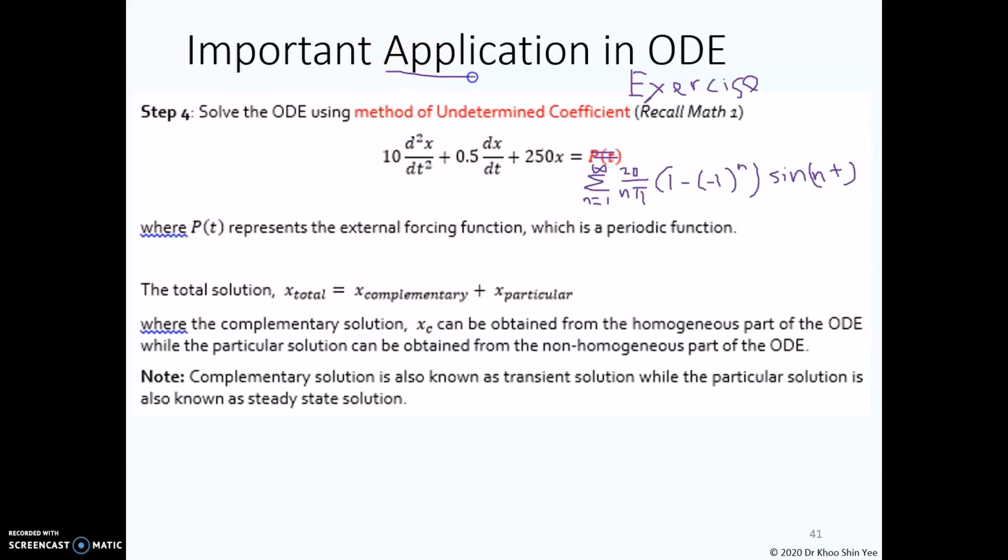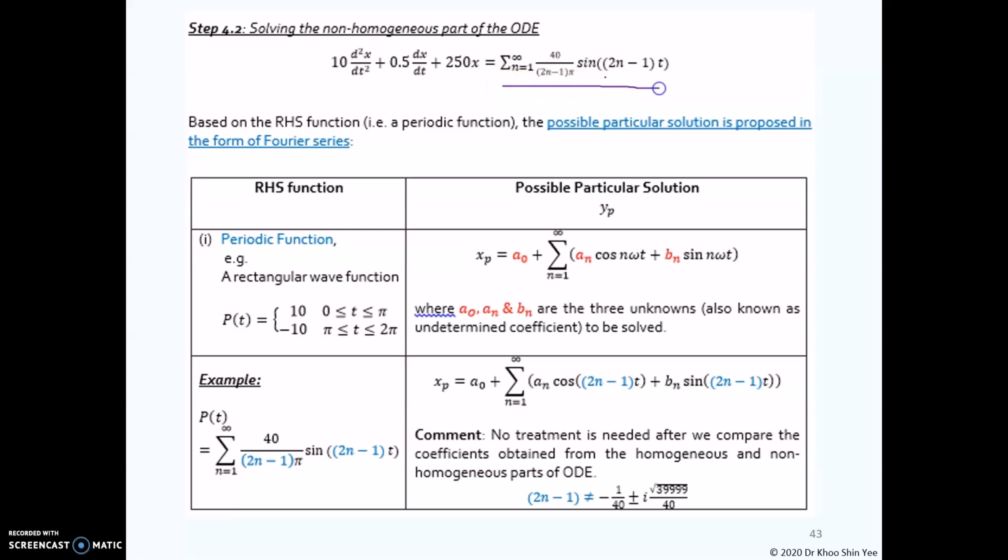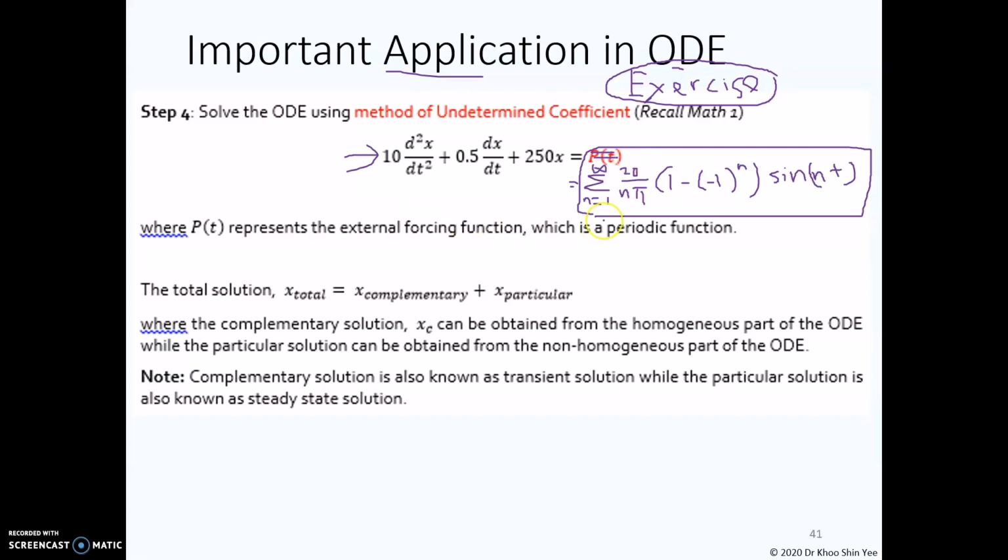To further master the application of the Fourier series in ODE, I highly recommend you do the following exercise. So instead of using the new series, try to use the old series here and solve this ODE. Compared to the new series that we used in this example, you should obtain the same answer for the solution regardless of the new series or the old series that you use. So try this and check if you can get the same answer for both results.